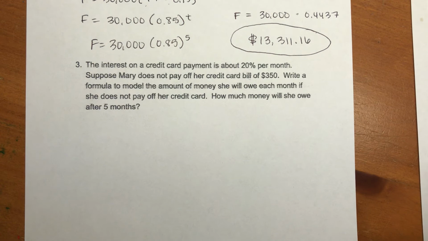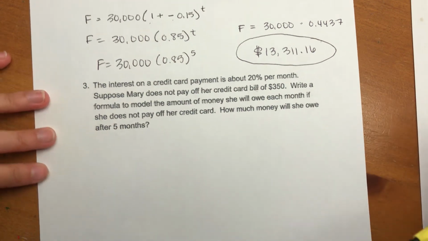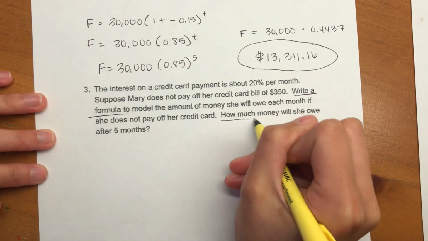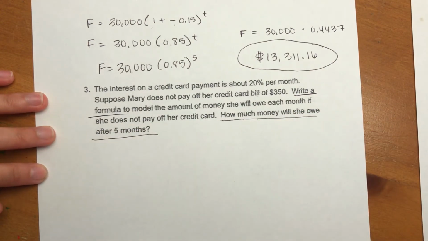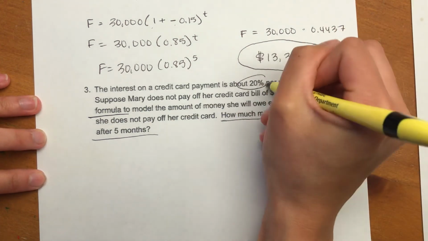All right, number 3. The interest on a credit card payment is about 20% per month. Suppose Mary does not pay off her credit card bill of $350. Write a formula to model the amount of money she will owe each month if she does not pay off her credit card. How much money will she owe after 5 months? All right, so I'm going to underline. First, we need to write a formula, and then we need to figure out how much money will she owe after 5 months. And I'm going to circle 20% per month.